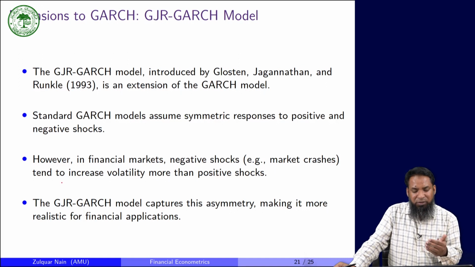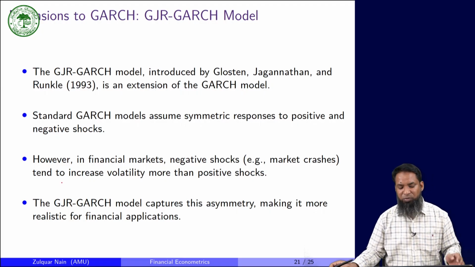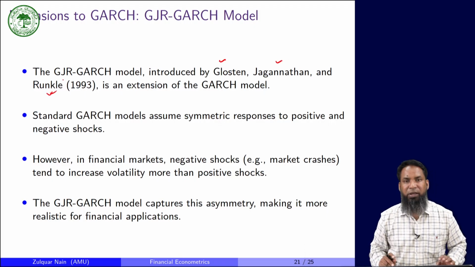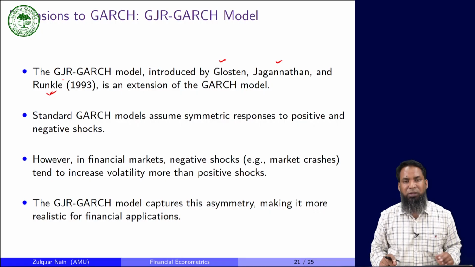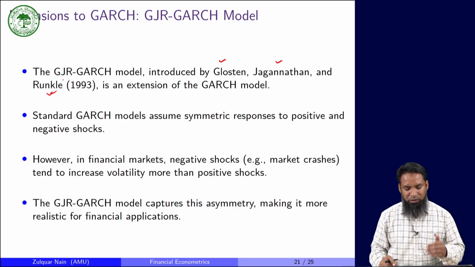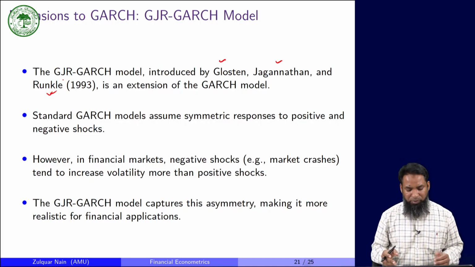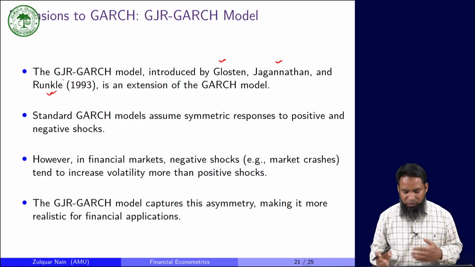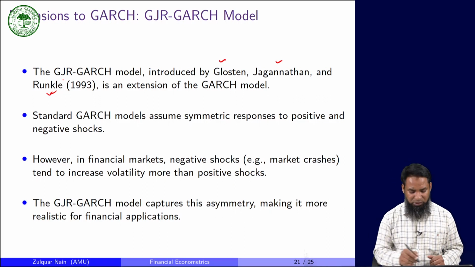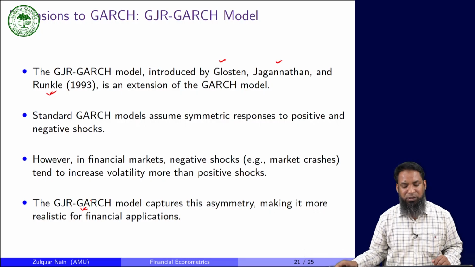Next, there is a further extension of GARCH, the GJR-GARCH, which is named after the three economists who introduced this extension: Glosten, Jagannathan and Runkle in 1993. It is again an extension of the basic GARCH model. Standard GARCH models assume a symmetric response to positive and negative shocks. However, in financial markets we have seen that they have different effects on volatility. To capture that, the GJR model gives a different mathematical formulation of the basic GARCH model.